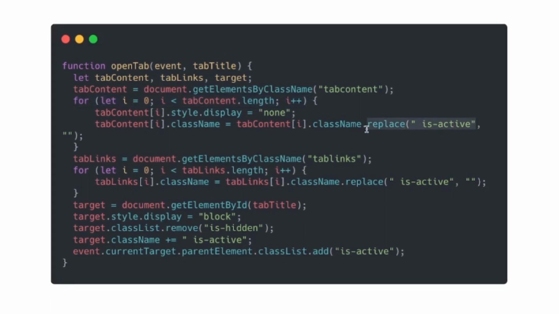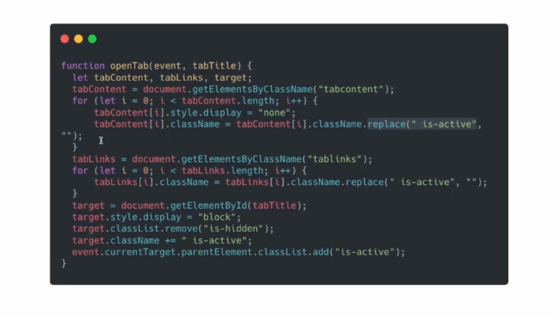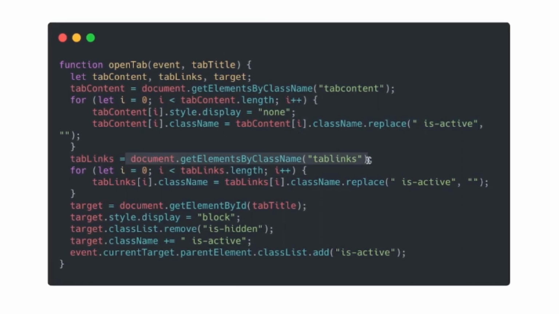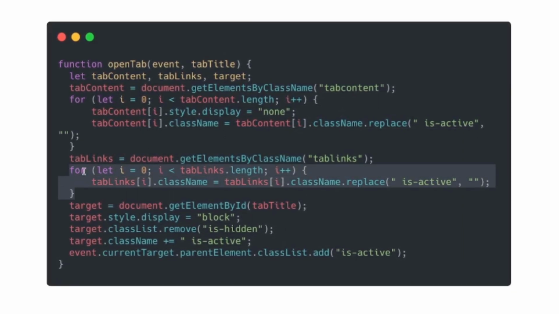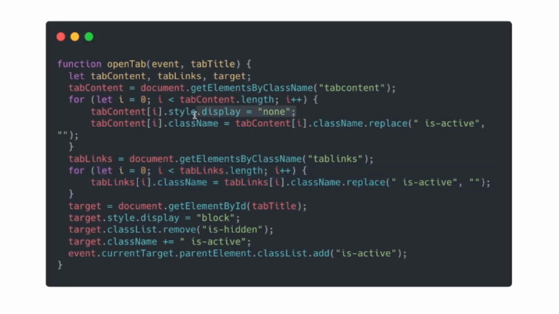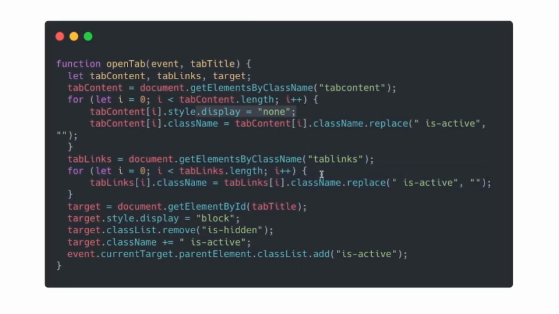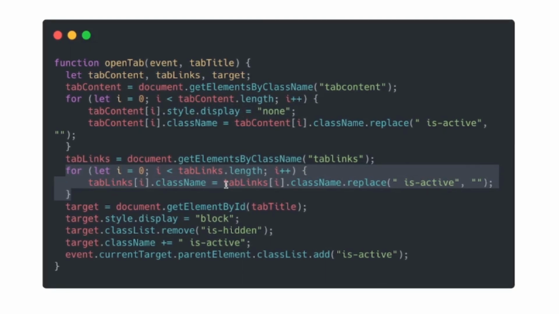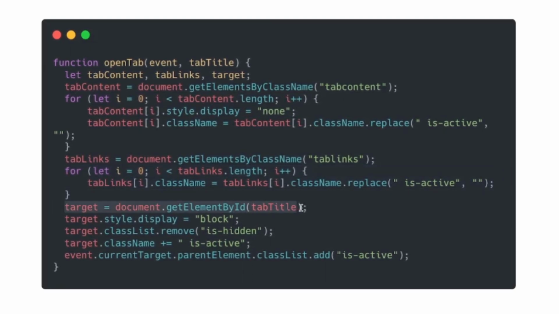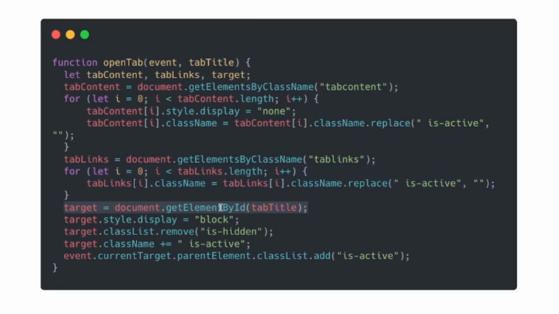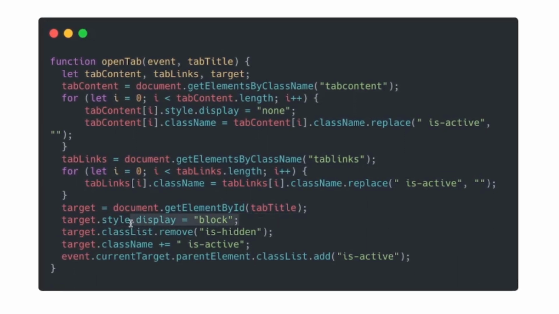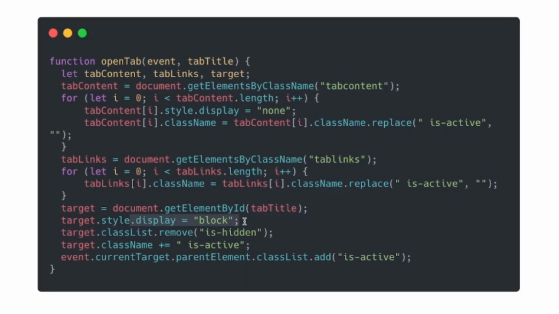Once we have that, we're going to do the same exact thing for the tab links, and these are the tabs up top. The main difference here is that we won't set the display to none, because we always want those tab links to be displayed. From there, we're going to set the target by getting document.getElementById. We're going to pass through the tab title here, which is important that each tab title is unique, because we're going to use that over here. We're going to set the display to block, which is essentially making sure that it gets shown.